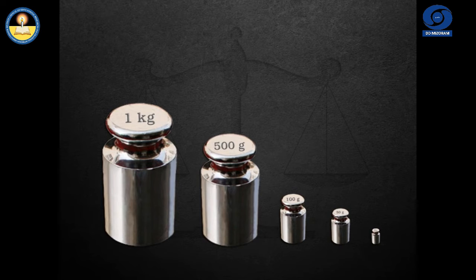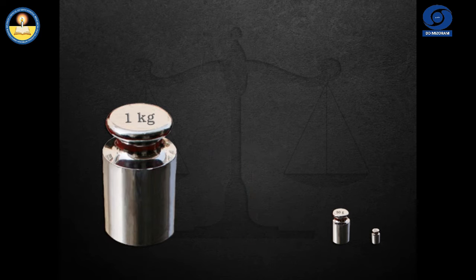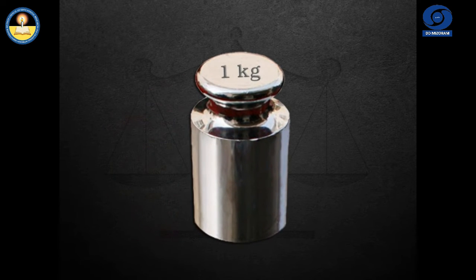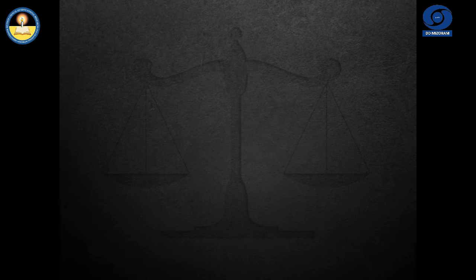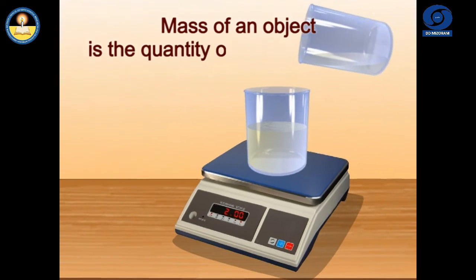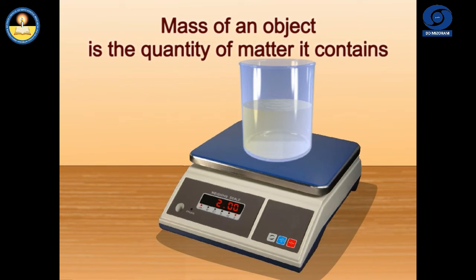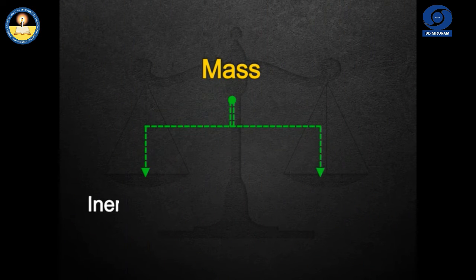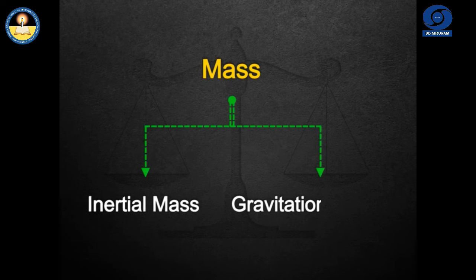By knowing the acceleration due to gravity, one can measure the weight of an object. Generally, mass is commonly referred to as weight. For example, we say that an object weighs 1 kilogram, even though kilogram is a unit of mass. In fact, weight and mass are quite different quantities. The mass of an object is the quantity of matter it contains. The mass of a body is defined in two different ways: inertial mass and gravitational mass.